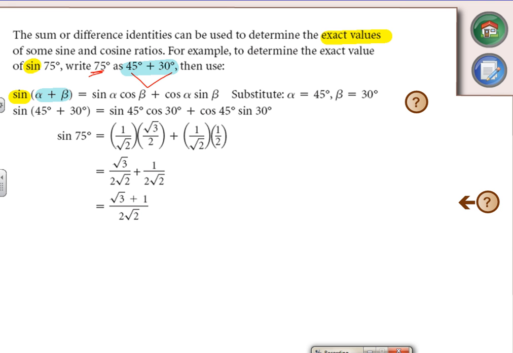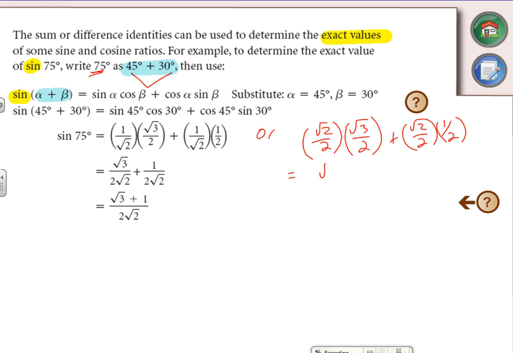If you use root 2 over 2 in your answer, it'll just be a rationalized version of that. So you'd have root 6 over 4 plus root 2 over 4 equals root 6 plus root 2 over 4. Notice in both of these, and it's always going to happen, you're always going to get common denominators when you work through these. You don't have to worry about common denominators. The fractions will always add nicely.